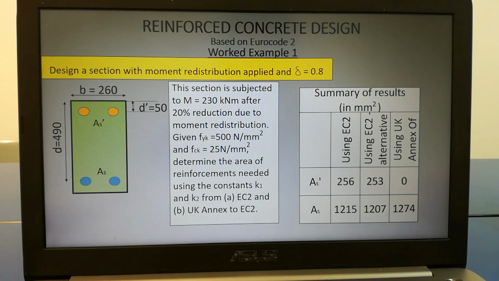Here's a table comparing the results from all three videos. Seems that only the UK annex eliminates the use of compression steel.